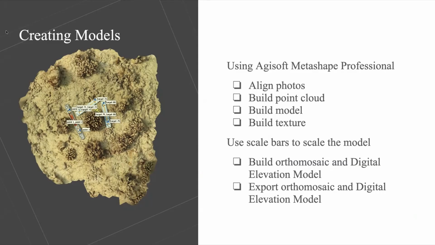And so for all of our 10 by 10 models, and then also all of our individual colony models, we would always place scale bars. And the use of these scale bars meant that we could build orthomosaics and digital elevation models, and then export these orthomosaics and digital elevation models to use in further analysis.